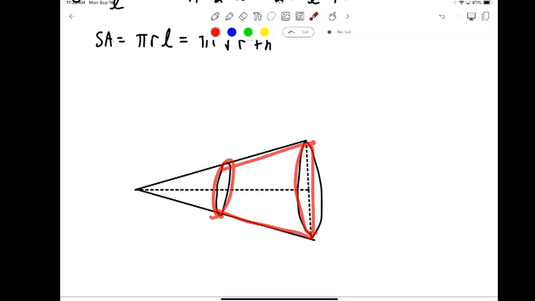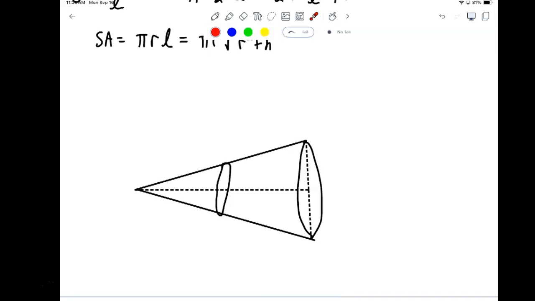Right? Which to me always looks like that thing they have at the circus that they put the animals on. That's what it always looks like to me.